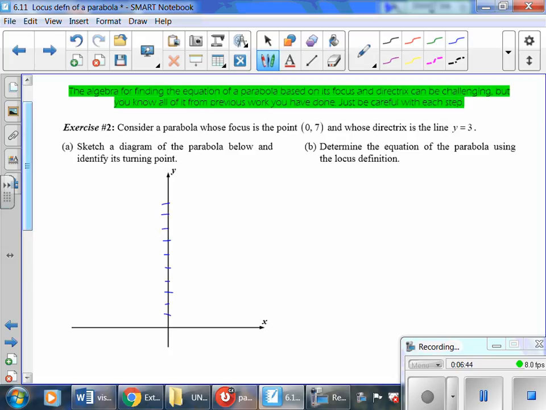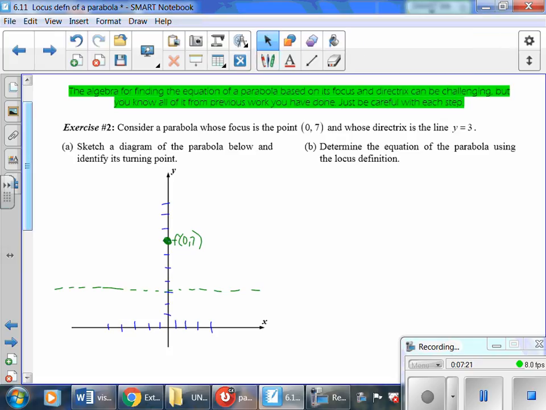All right, and actually we don't even need so much going this way because we don't have any x values to consider. So the point 0, 7 is 1, 2, 3, 4, 5, 6, 7. So that's our focus at 0, 7. And the directrix is right here at y equals 3. So now, the first thing we need to sketch this is determine what is our vertex.